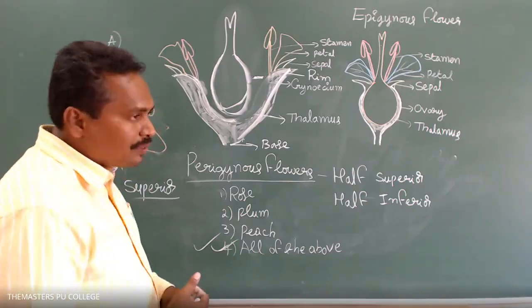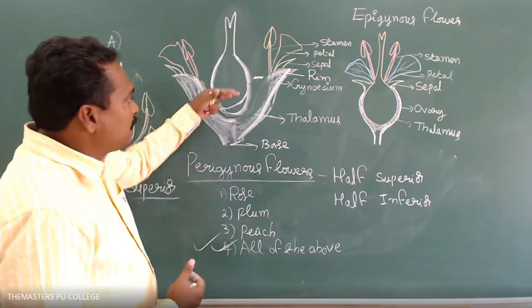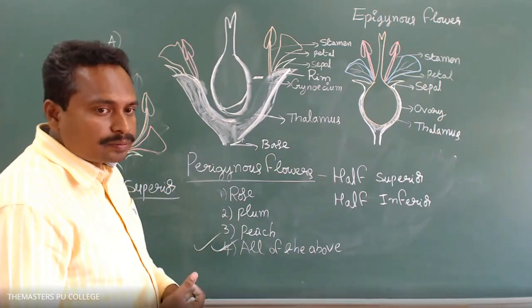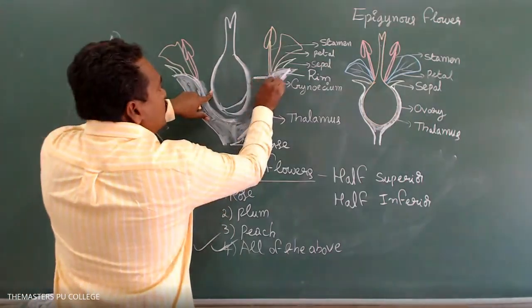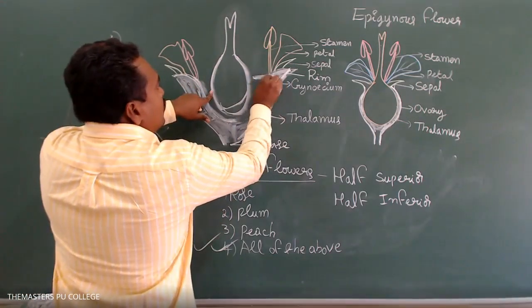So in perigynous flowers the ovary is half superior, half inferior. Can a flower be both half superior and half inferior, or is it only one at a time in a flower? Both are the same: half superior means half inferior. Sir, here superior and inferior, what do they refer to?